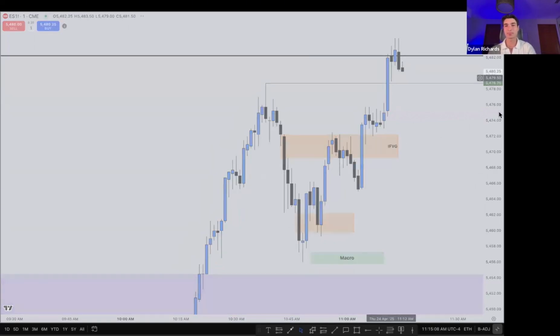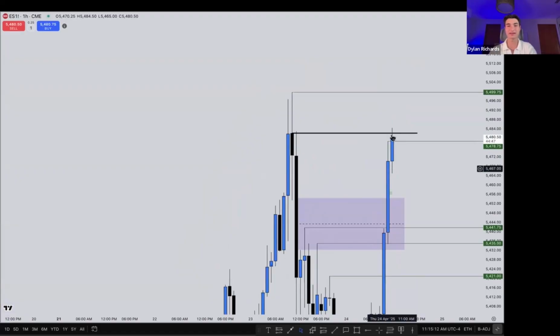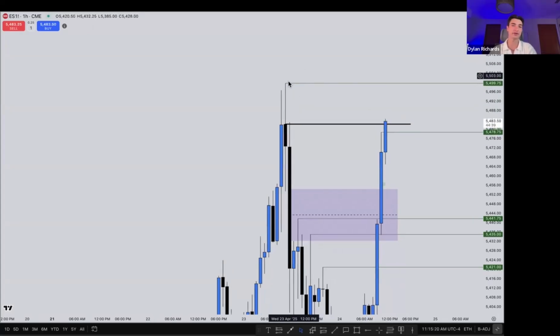Why did I choose that exit? What's this black line here? Well, I could see that the bias for this hourly 11 a.m. candle was bullish, right? It's going to expand higher. So if the bias is bullish, I can aim for this high here.